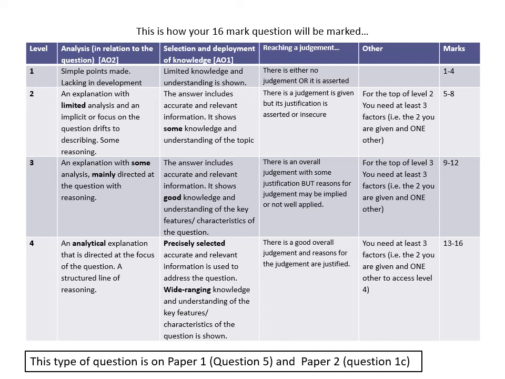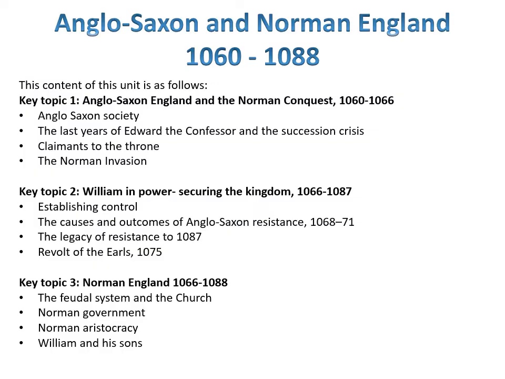Okay, so that's my summary of how to tackle those 3 questions. I'm going to just spend the last minute of my presentation reminding you for one specific option of what the content is. So for the Anglo-Saxon and Norman England topic, there's key topic 1, Anglo-Saxon England and the Norman Conquest, 1060 to 1066. This looks at Anglo-Saxon society. The last years of Edward the Confessor and the succession crisis. It studies claimants to the throne and the Norman invasion.